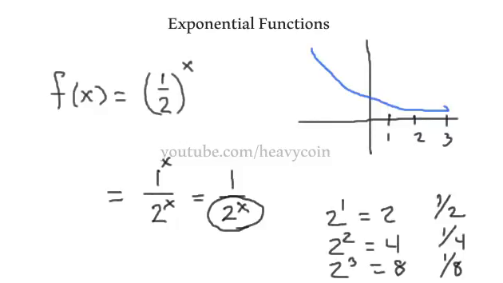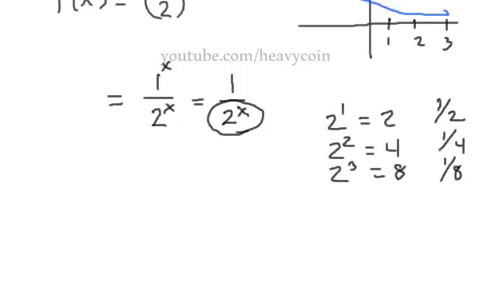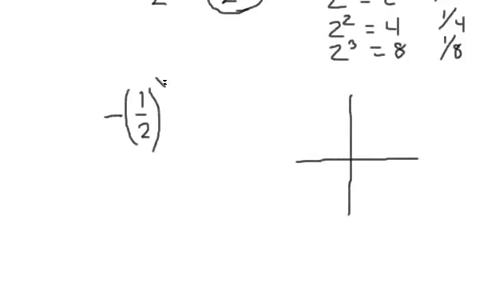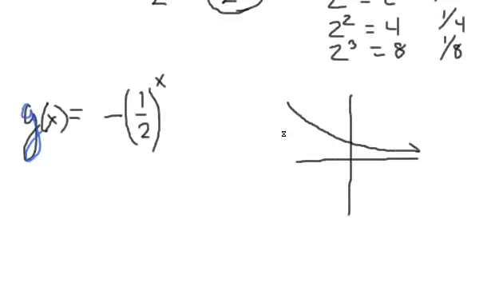Now what happens to this graph when we throw a negative out in front of it? I'm just going to keep it all in parentheses here. We'll call this one g of x. So when we throw a negative, I'm going to go ahead and redraw our graph here, and then I'm going to draw this one here. This one's in blue. How's that? Should have made it green, I guess.